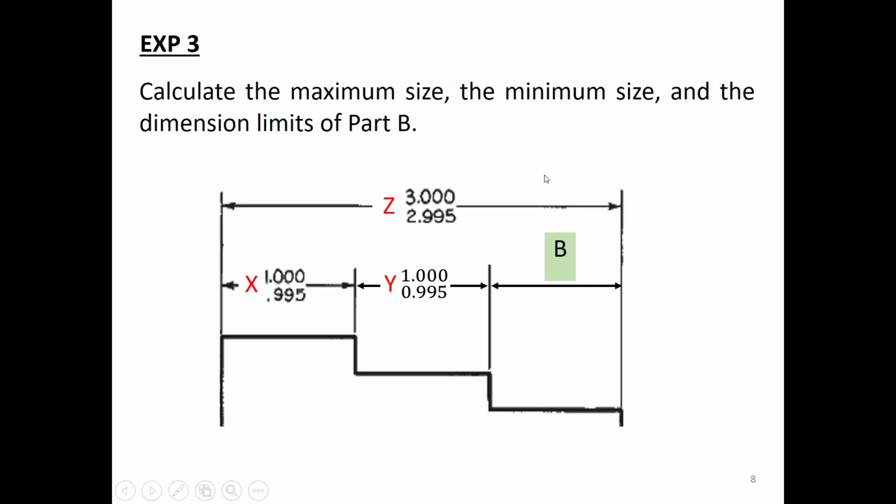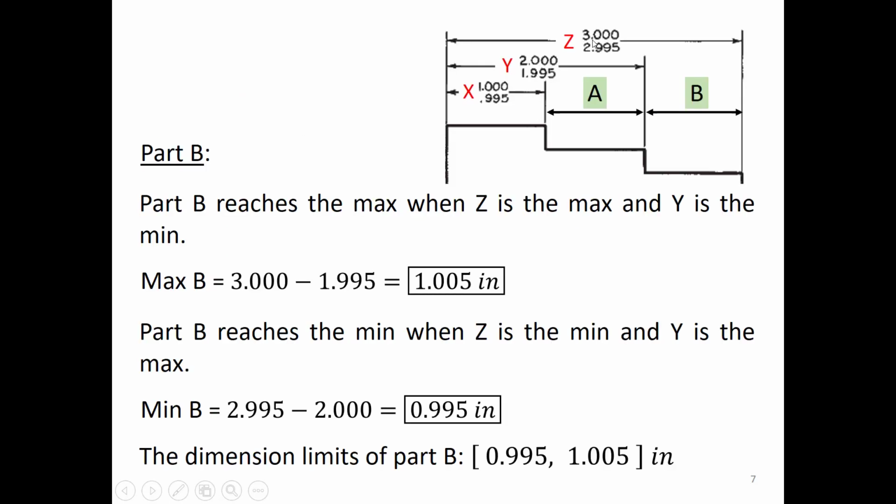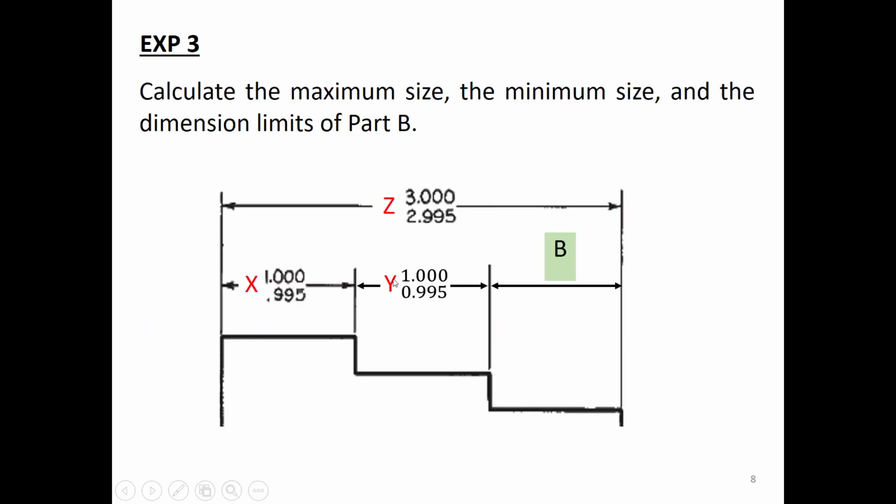And let's take a look at example 3. It says calculate the maximum and the minimum and the dimension limits of part B. So in the previous example, you just used one subtracted from the other, and in this one you're going to subtract twice.